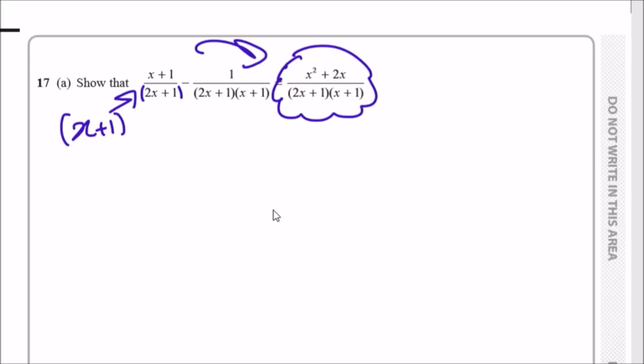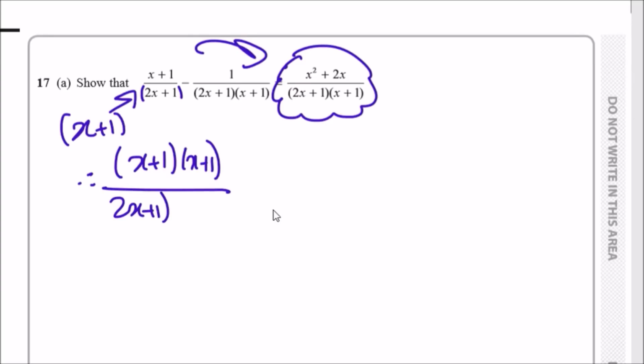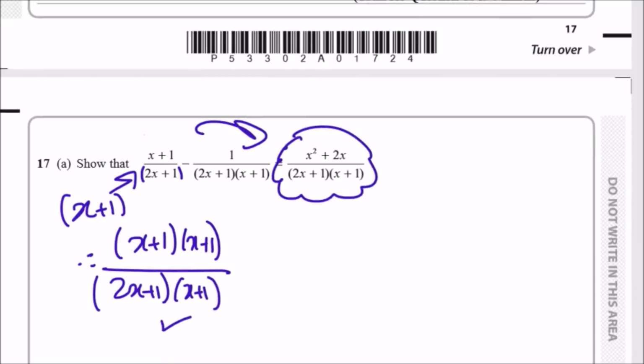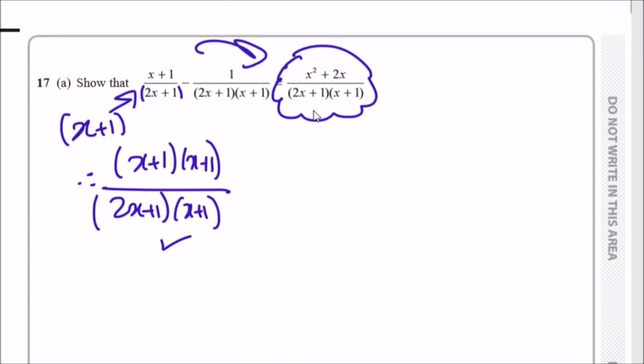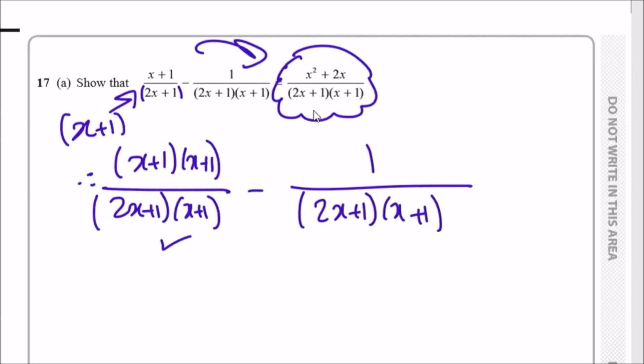So by doing that, we're going to have on the top half x plus 1 times x plus 1, over what we need, 2x plus 1 times x plus 1. So now we've done it. Now we've got exactly what we need. And now we just minus it against the second fraction. Minus 1 over 2x plus 1, x plus 1. And since we have common denominators, we can just subtract the top line. So our result is going to be x plus 1 times x plus 1 minus 1.